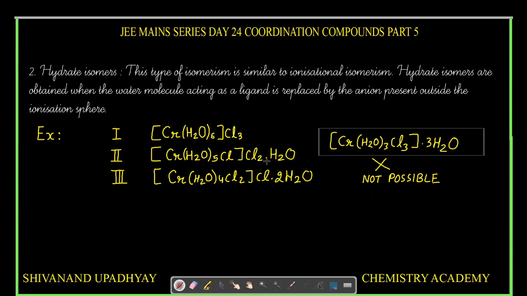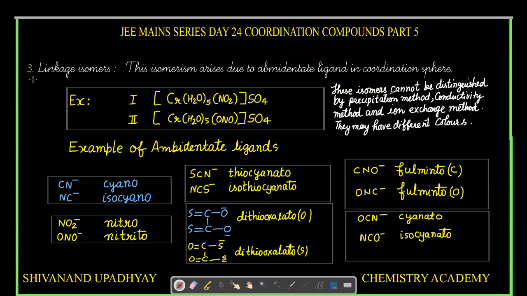So in all these compounds, water is present between cation and anion, right? Here this complex will be neutral. So there is no attachment of water molecule with the neutral complex. That's why this is not possible. So that is a common error done by the students. Be careful about this. If the formula is this, there are only three hydrate isomers possible for this compound, right? This is not possible. The third type of isomer is known as linkage isomers or linkage isomerism.